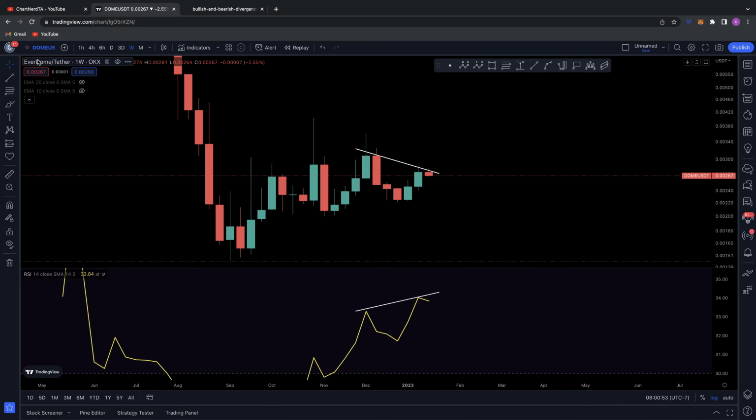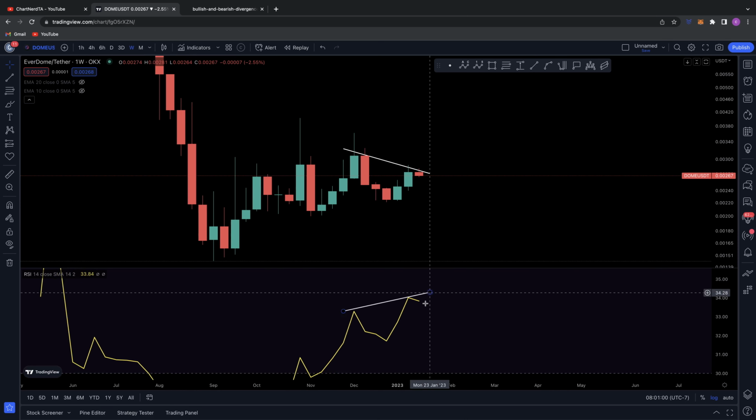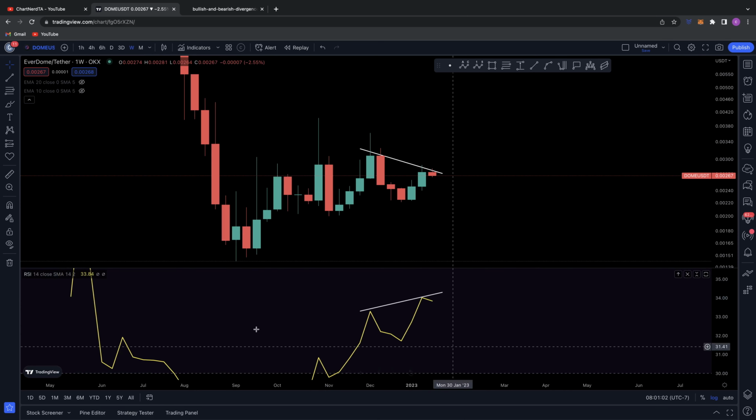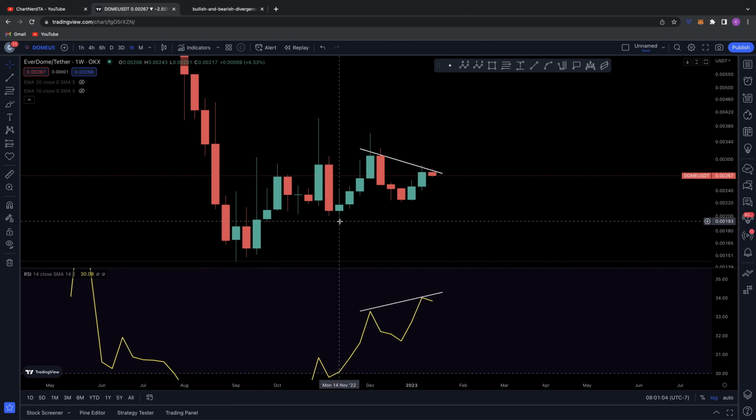Today I'm going to start by covering Everdome. The ticker is DOME against USDT. We're looking at the weekly time frame. Now, first off, what I've got up here on the charts, I've got the RSI, which is an indicator down here. It's the relative strength index, and you've got the price action.